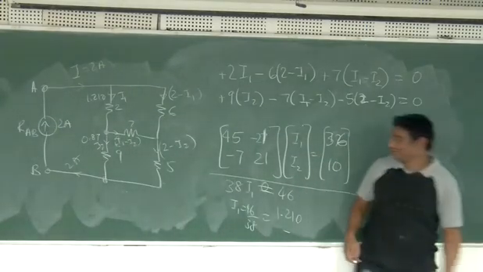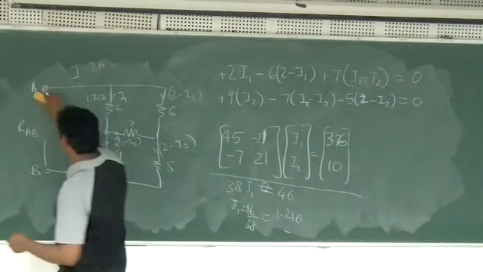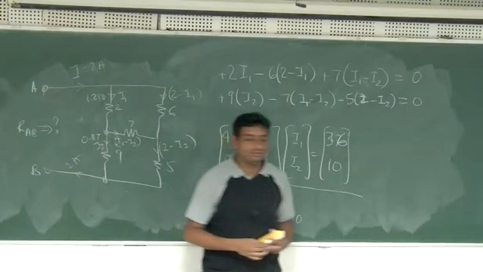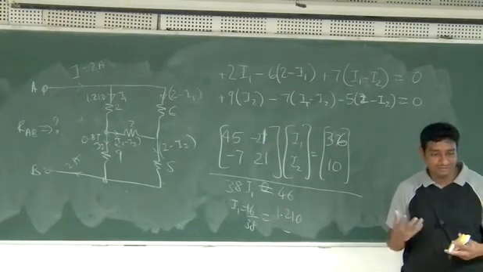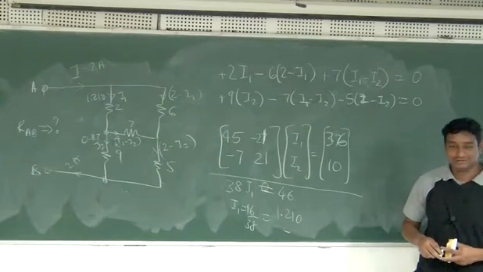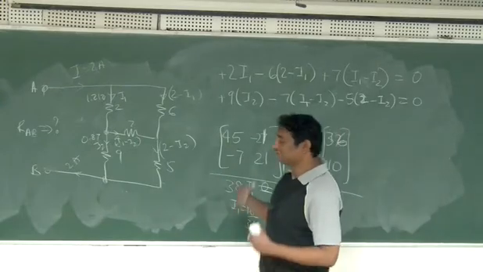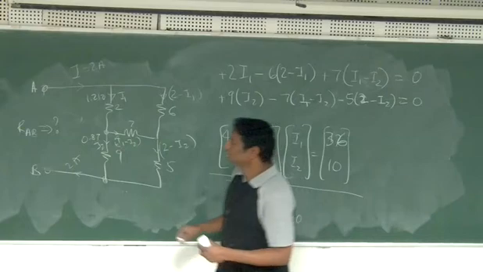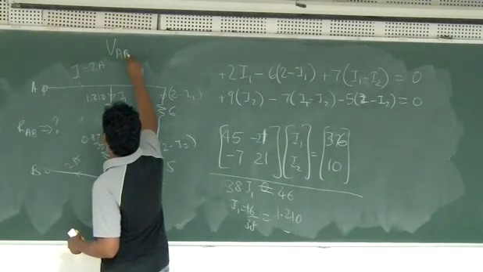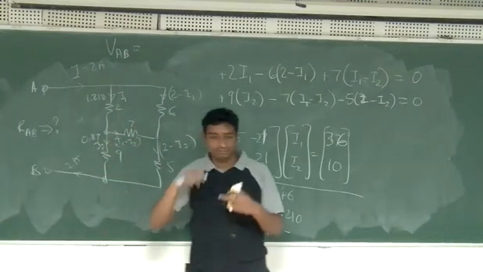RAB. See, our first initial problem was find out what is RAB. What is the resistance between A and B? That was our first problem. So the approach is first we have to find VAB. Okay. So what is VAB? VAB is nothing but Kirchhoff's voltage law from B to A.